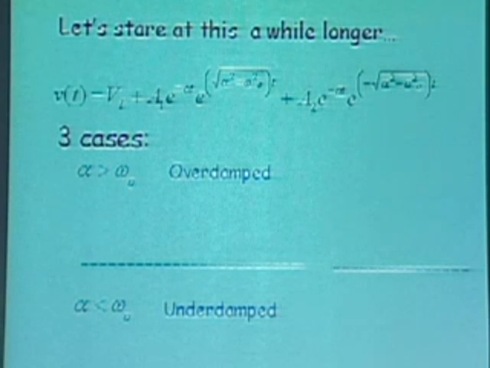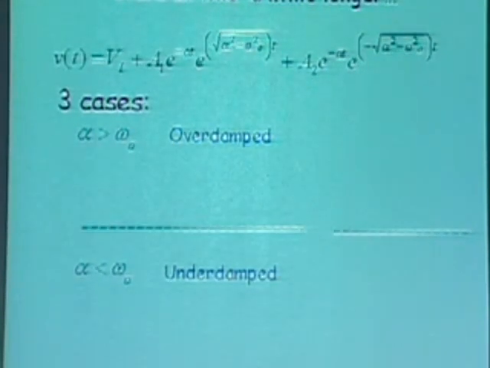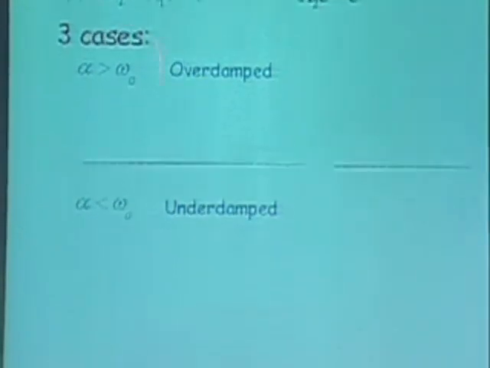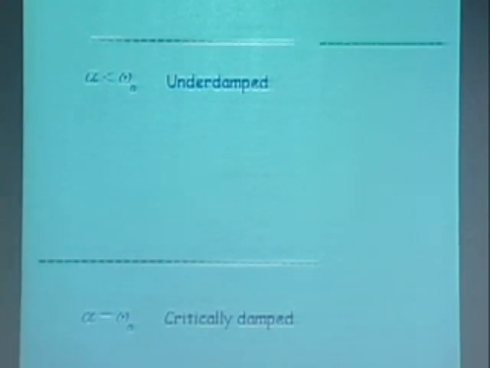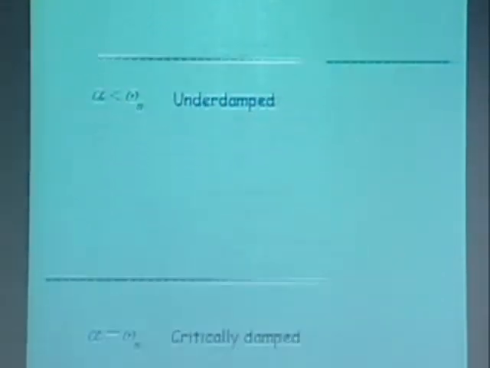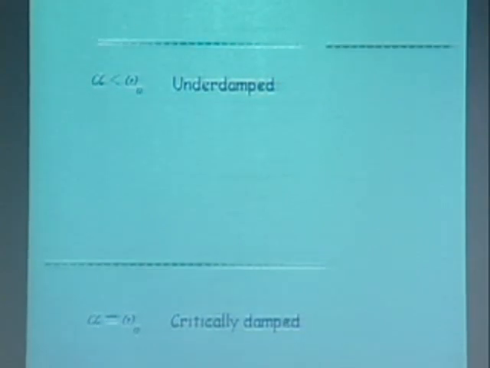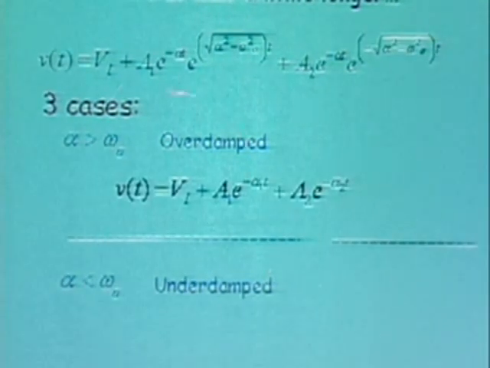There are three situations here. One is alpha greater than omega naught, alpha equals omega naught, and alpha less than omega naught. Okay, this alpha is greater, alpha is less, alpha is equal to this term inside the square root sign. For reasons you will understand shortly, we call this the overdamped case, the underdamped case, and the critically damped case. Okay? When alpha is greater than omega naught, this term gives me a real number. Okay, and I get something as simple as this.